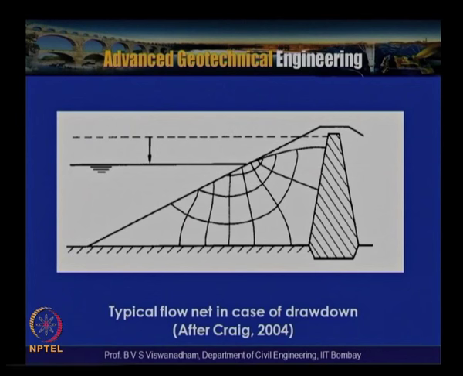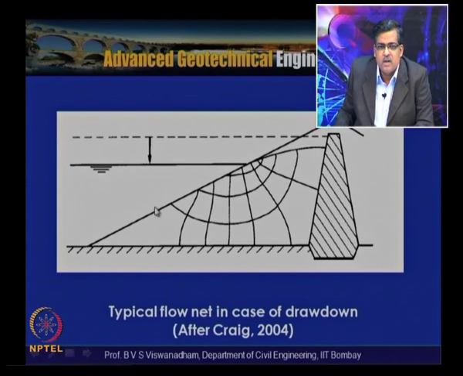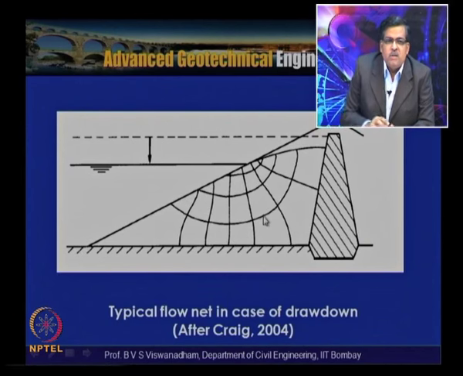In this slide, there is a typical flow net with a particular saturation line for a particular drawdown. Here the drawdown happened from here to here, and this is the core with the low permeable soil, and this is a relatively permeable soil. This is the flow net in the case of a drawdown, and this is the top flow line for a particular state. These are the flow lines, the flow channels, and these are the equipotentials. This is the impervious surface, so it is assumed that the water will not penetrate through it, and this is the impervious stratum. So the typical flow net in the case of a drawdown condition is given.